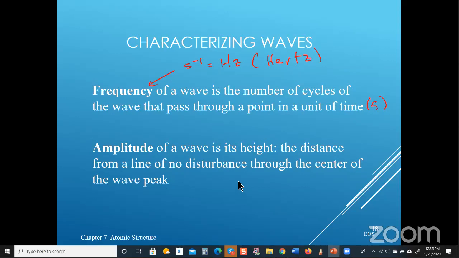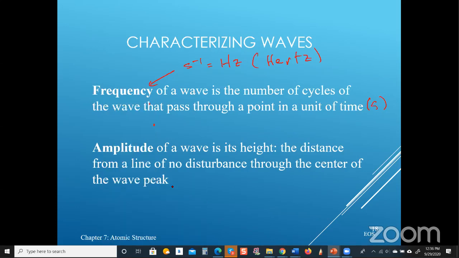So those are basically the three characteristics of a wave. Now, when it comes to the speed of a wave, there's an equation. And that equation, unfortunately, is not included in the PowerPoint here. So I'm going to write down the equation for you. And this is an equation that you should have met before.